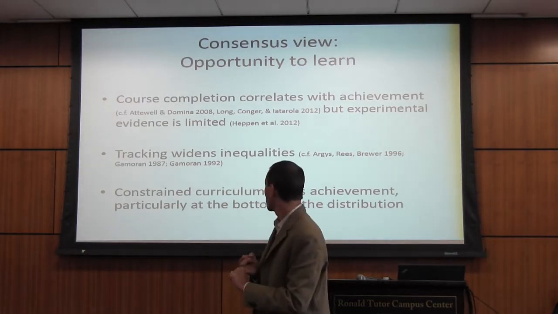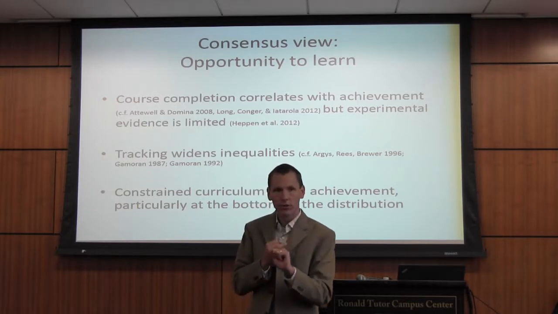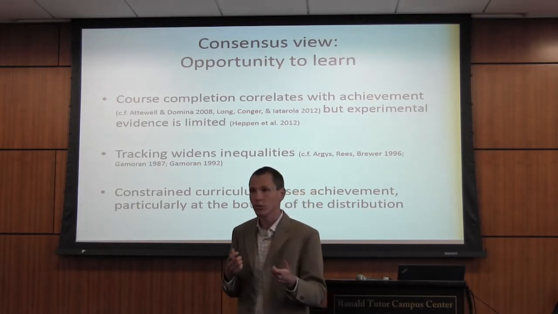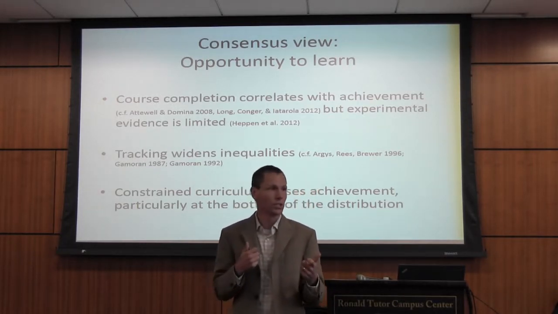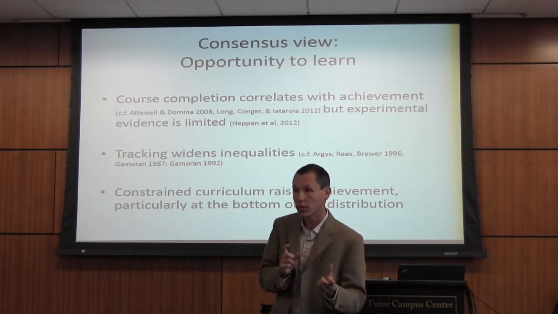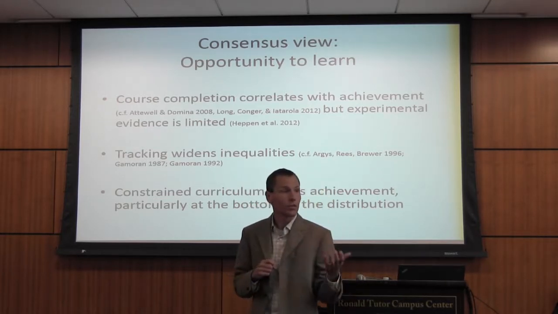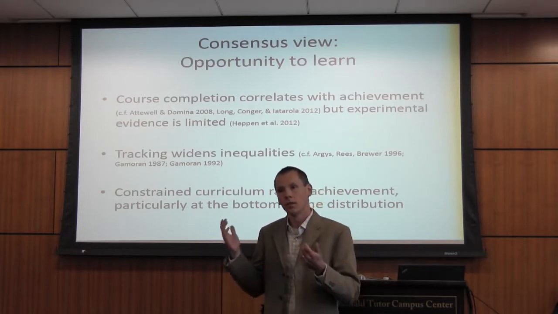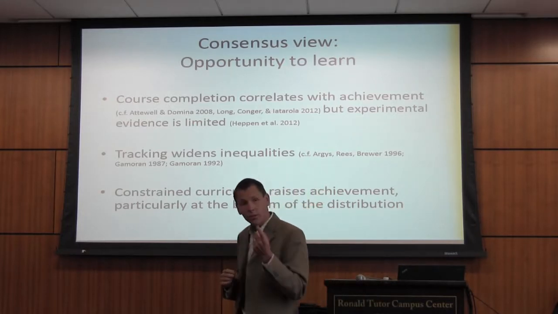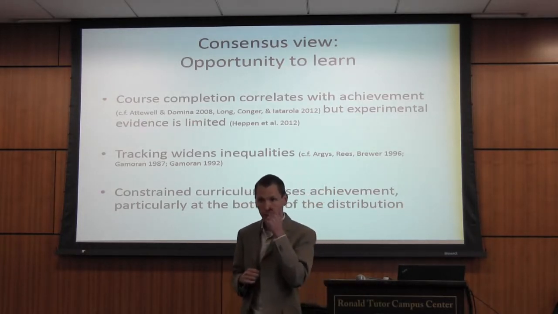There's correlational work, and I'm being a little bit falsely modest when I describe it as correlational. A lot of work uses propensity score matching and regression techniques that demonstrate that if you put kids into fancier math classes, they learn more. And there's a very little bit of experimental evidence in this regard.